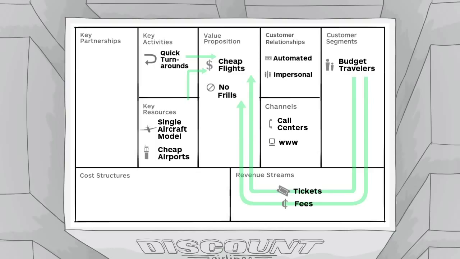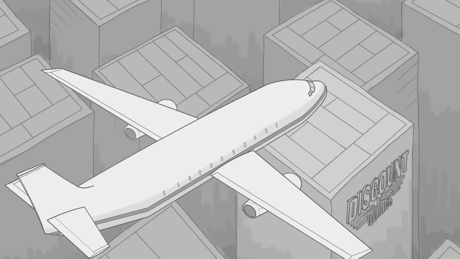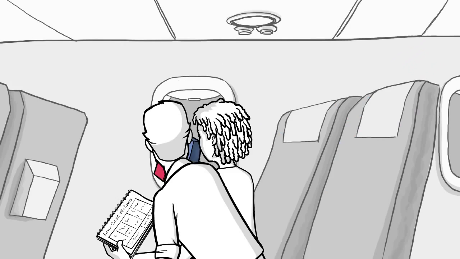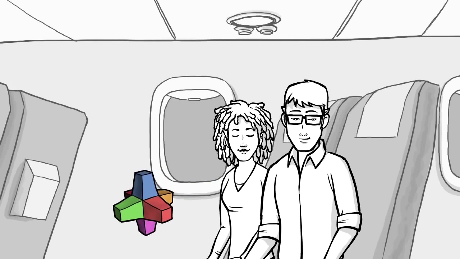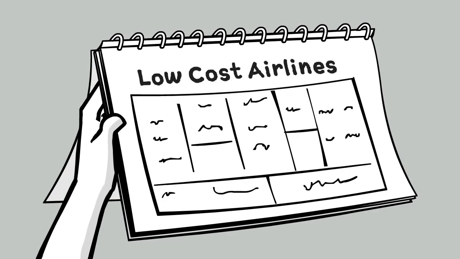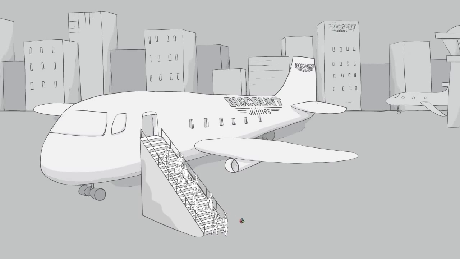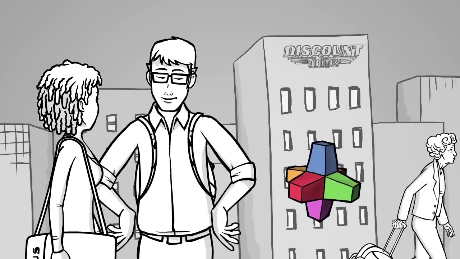And they form key partnerships with others in the travel industry, like car rental, hotel, and insurance companies. Finally, under cost structures, all maintenance, training, airport, and call center costs are trimmed to their lowest levels. All of these pieces working together make their fares almost impossible for traditional airlines to compete with. There's nothing superior about these airlines except their business models. They're reaching an entirely new segment of travelers out of reach for traditional airlines.